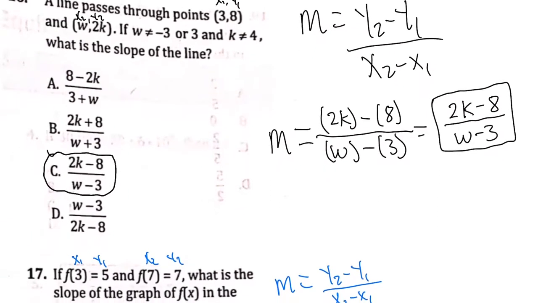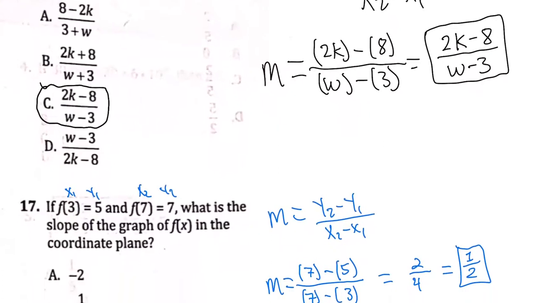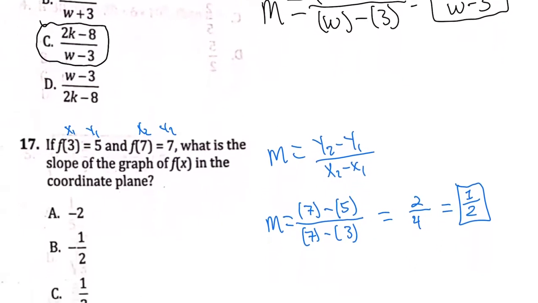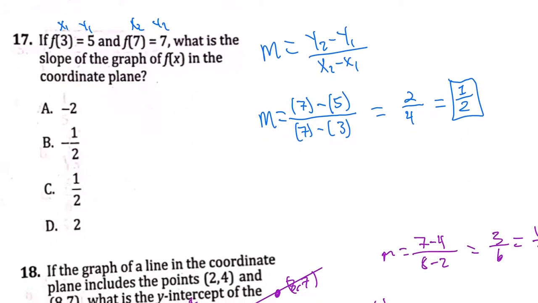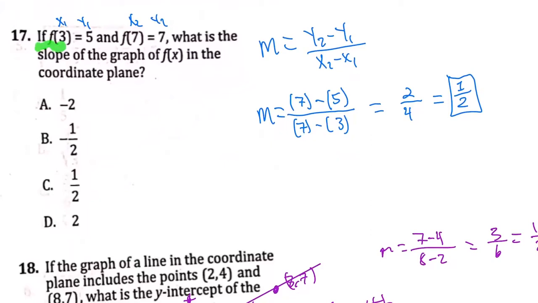Okay. Next one. We're working with pretty much the slope formula. M, remember, M stands for slope. So here, if f of 3 equals 5 and f of 7 equals 7, what is the slope of the graph of f of x in the coordinate plane? Okay, so remember f of x is equal to y. This is my x, this is my y. So x1, y1: this is my x value, that's my y value. This is my second point, x2, y2.